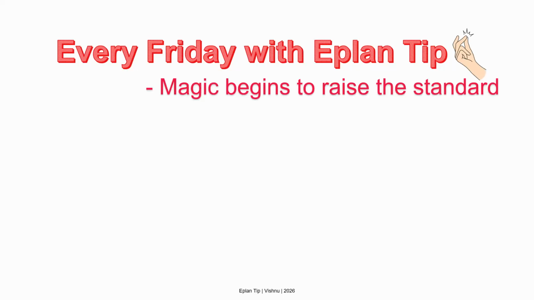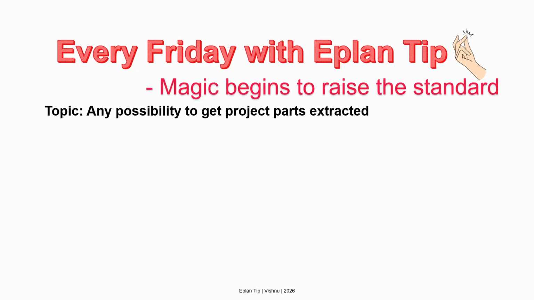What is today's topic? Many people used to ask me: once I create my project, I have some 40-50 parts, whereas in my database I have some 1,000 parts. How do I extract only those 40-50 parts so that I can share them with my vendor, customer, colleague, or anyone, but in such a way that I get these important things there also? What is that?